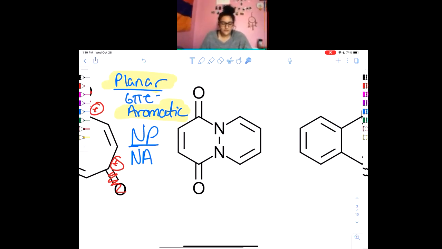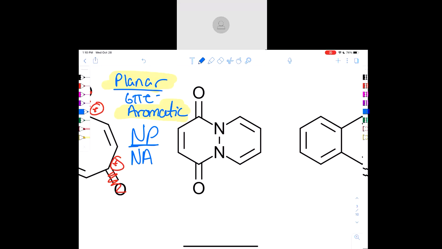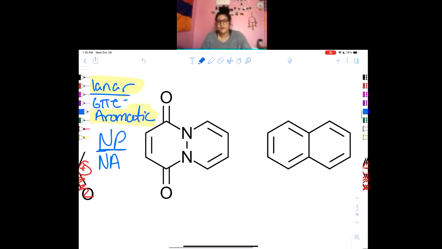Alrighty. So wait, is it aromatic? I have to look at it. Give me one second. Let's do it together. So there's two nitrogens, right? They either both have to be sp2 or they both have to be sp3. What do you guys think? Before I actually do it.